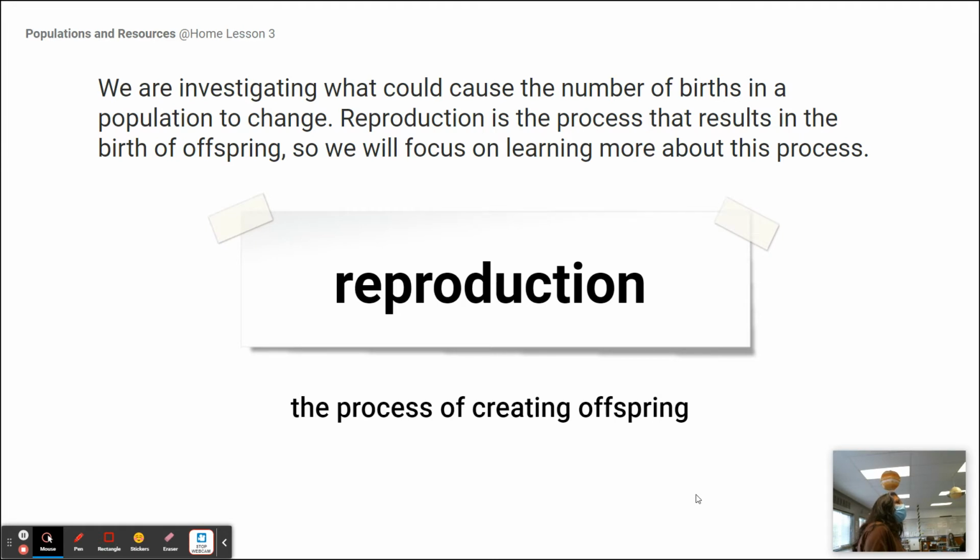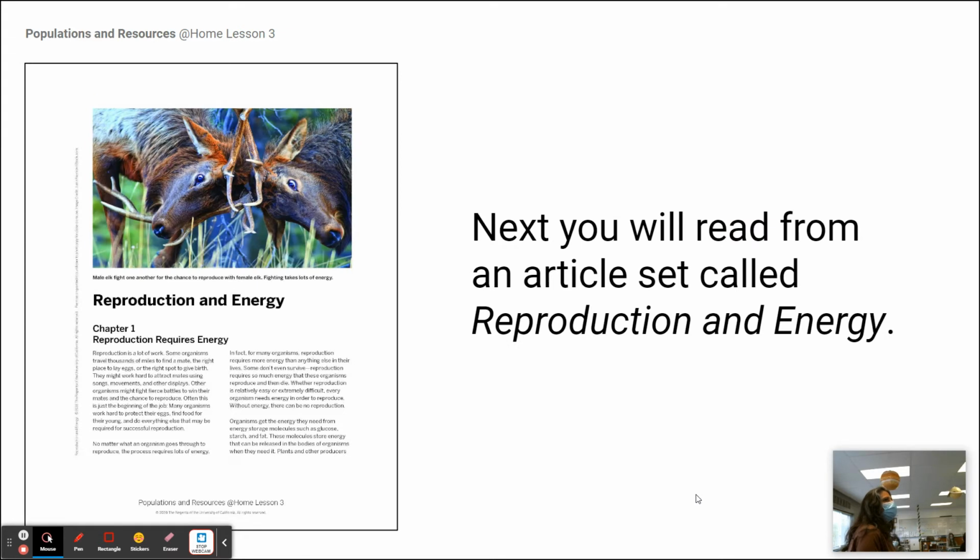We're investigating what could cause the number of births in a population to change, and reproduction is the process that results in the birth of offspring, as you already know. So we will focus on learning more about this process. Reproduction is the process of creating offspring. Offspring is a fancy word for babies. Okay, so reproduction produces babies.